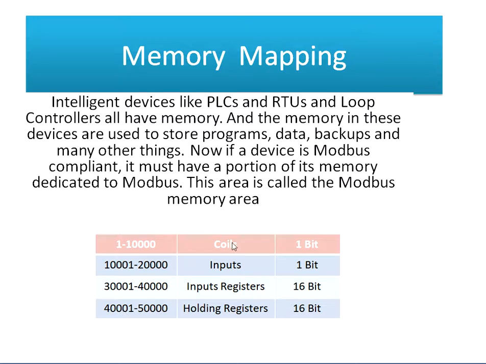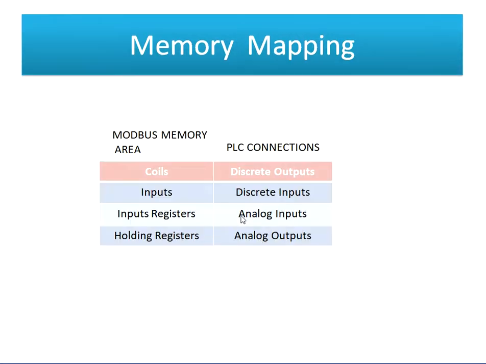Now the question is why there are four types of memory areas. Typically a PLC has four types of connections: discrete outputs, discrete inputs, analog inputs, and analog outputs. Modbus was originally designed and developed for communication between PLCs. Therefore, Modbus memory has four types of memory areas.